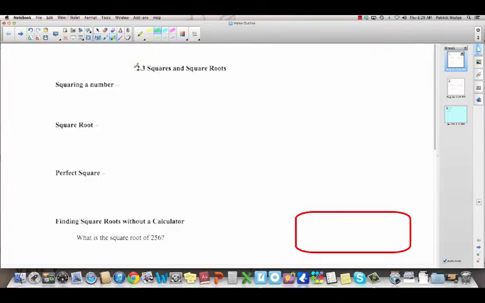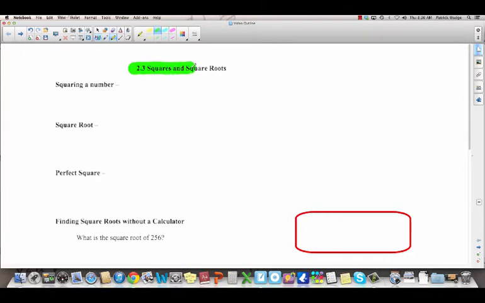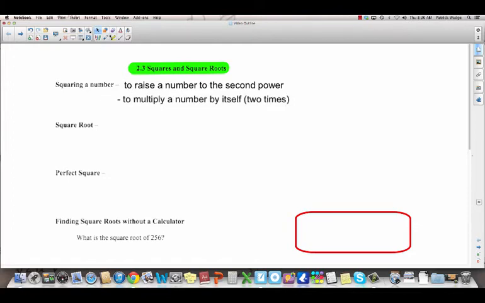someone? Section 2.3 is on squares and square roots, and a lot of this should be review for you because you've done this in previous years, especially grade 8. Squaring a number. What's it mean to square a number? Well, another way of thinking of squaring a number is to raise a number to the second power. And what that means is to multiply a number by itself 2 times.